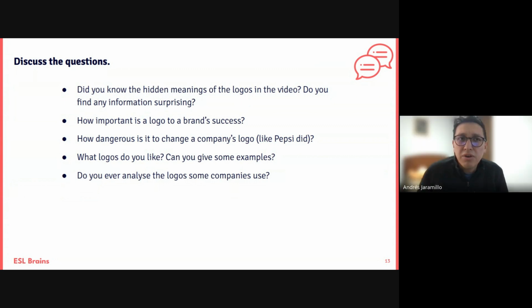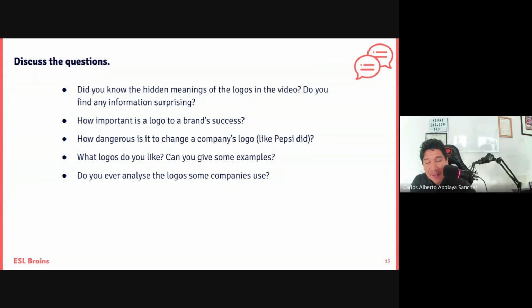No, the logo is very simple. It doesn't transmit anything. In this case, they transmit nothing, or they don't transmit anything. Okay, that's cool.